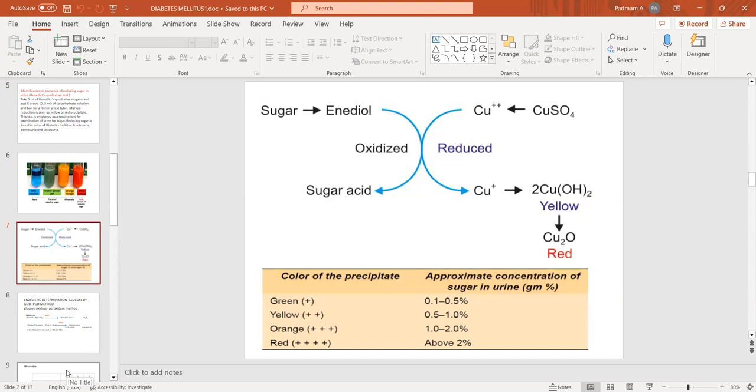If the color intensity is green, that indicates 1 plus, that is 0.1 to 0.5% approximate sugar level. Yellow is 2 plus, that is 0.5 to 1%. Orange is 3 plus, that indicates 1 to 2%. Red is 4 plus, that is about 2% or more.